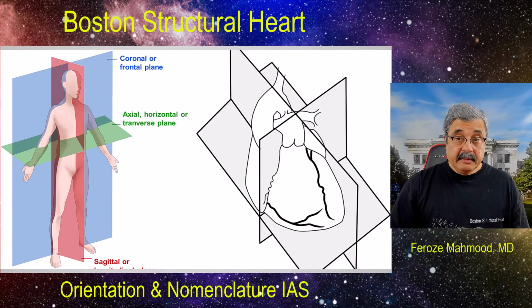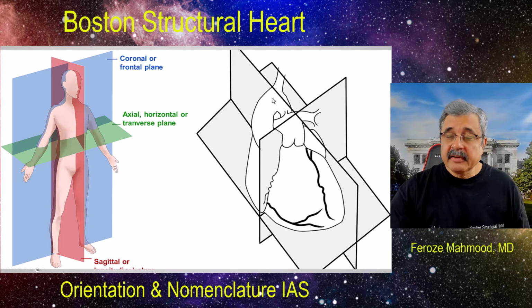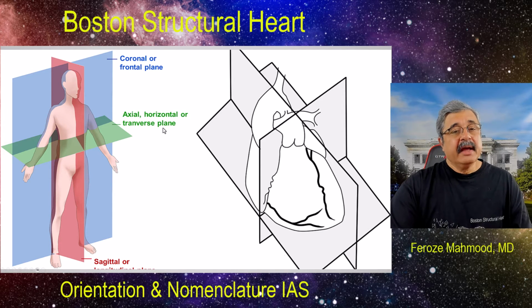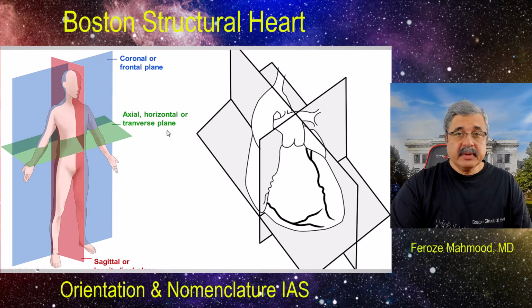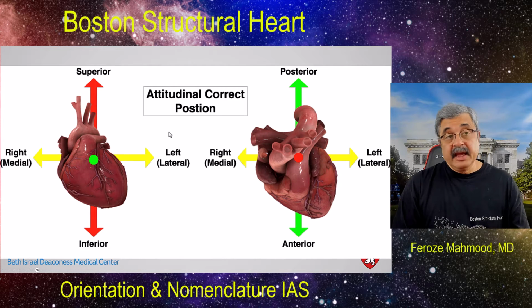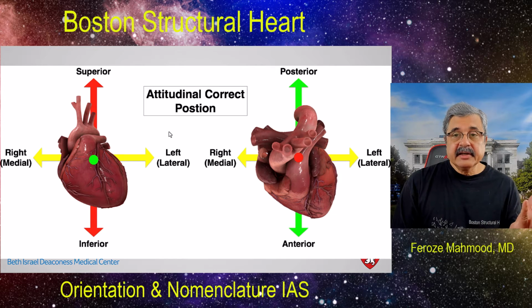And the reason for this is that while we describe the human anatomy in coronal, sagittal, as well as horizontal or transverse planes, the cardiac silhouette, while we like to draw these axes around it, does not share these coronal, axial, or sagittal planes with the rest of the human body. In the attitudinally correct position, the apex is actually facing anteriorly or superiorly and tilted towards the left.